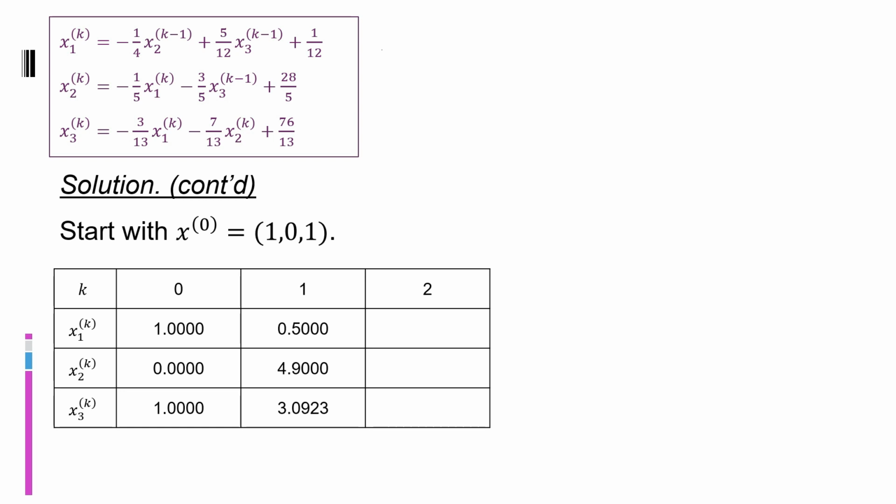So same process for k equals 2. Karon ulit. X sub 1 equals negative 1/4 times, eto ang gagamitin natin. So we have 4.9 plus 5 over 12 times 3.0923 plus 1 over 12. That is equal to 0.1468.